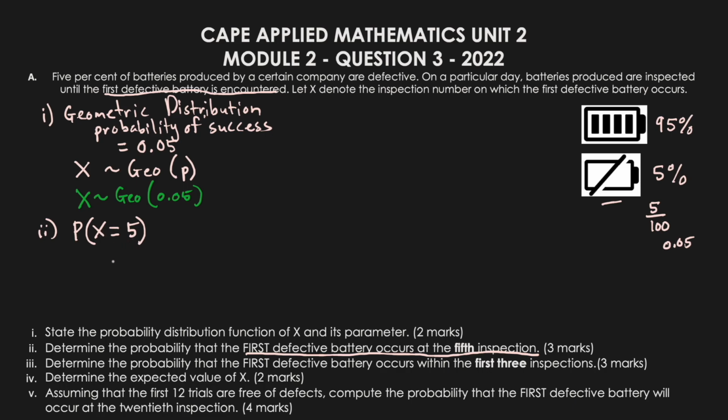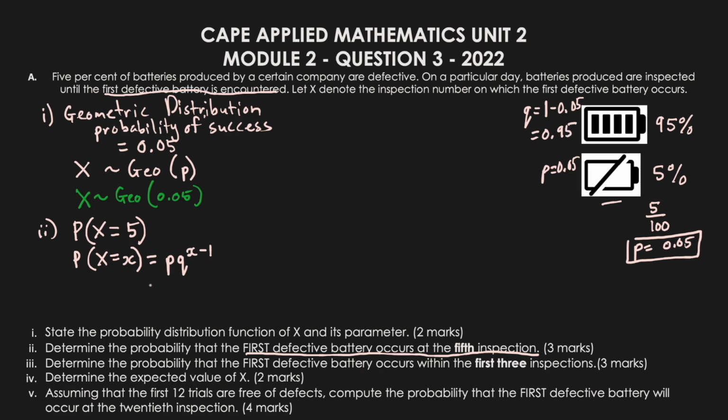Now the formula for the probability of a geometric distribution is written like this. So this small x represents whatever value we're looking at. In this case, we're looking at 5, which is equal to p times q to the power of x minus 1. So in this case, p is our value 0.05. Now q represents the opposite of finding a defective battery. So if this P here is 0.05, the Q, meaning that we find a battery that is not defective, or a good battery, would be 1 take away 0.05. So our value for Q would be 0.95.